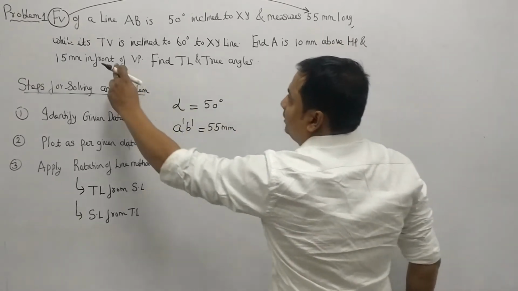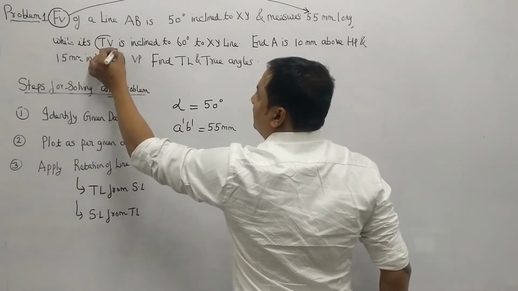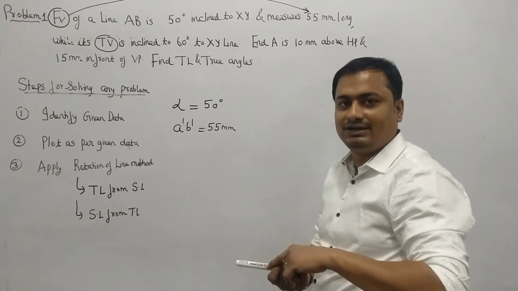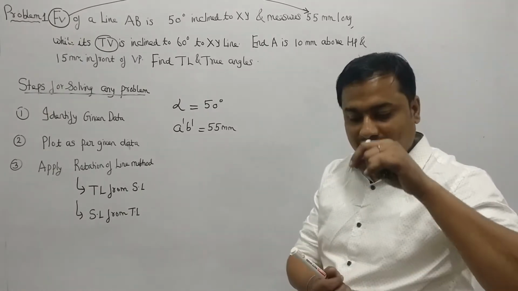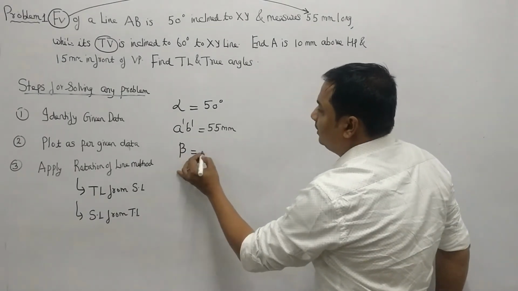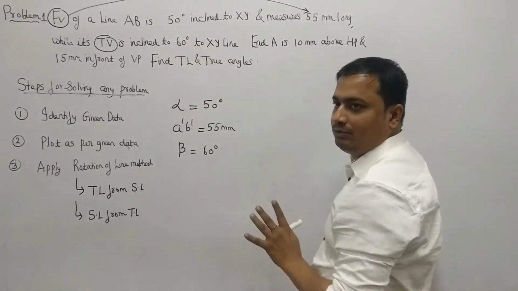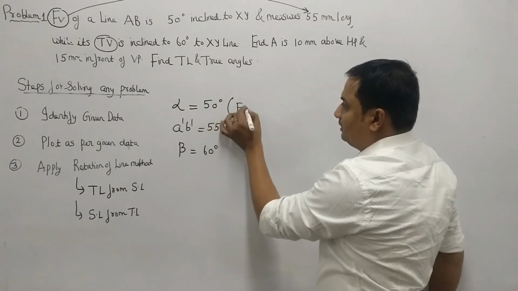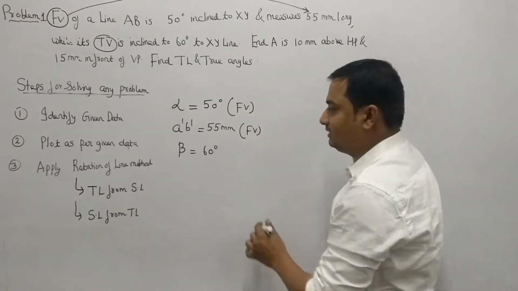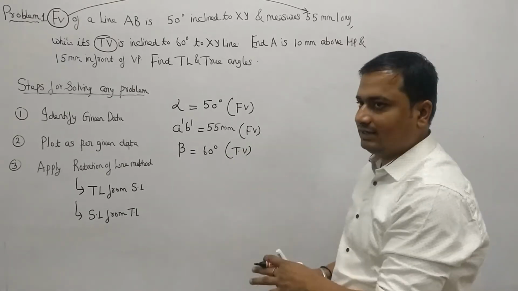Then, the top view is inclined 60 degree. Again, the top view means this is the data of short length. Top view short is inclined 60 degree. That is the apparent angle from the top view, that is beta. So it has been given to you beta is equal to 60 degree. This is very important. Alpha is for the front view, so that is 50 degree given to you. Again, A dash B dash is the length of the front view, and this is the top view angle, 60 degree. So these are the data given in the problem.